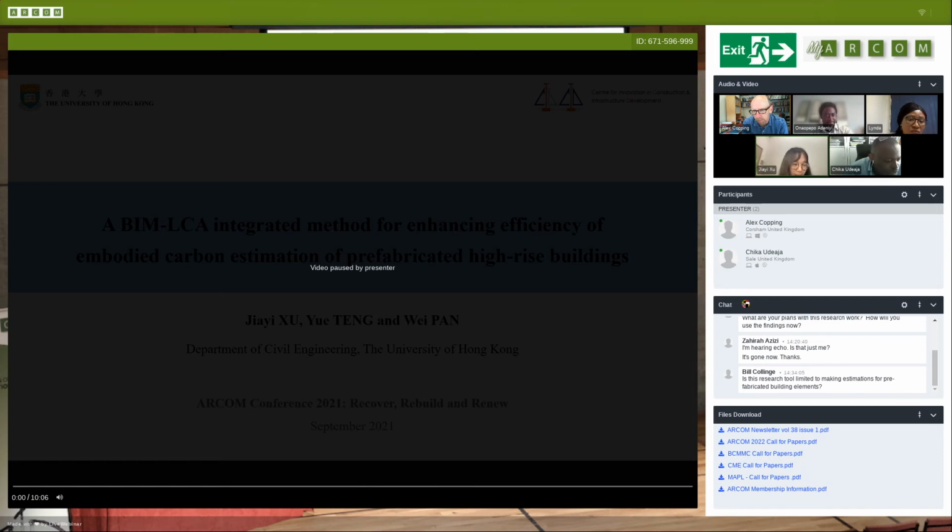Okay. There's a question from Bill. It says, "Is this research tool limited to making estimation for prefabricated building elements?" Well, our scope was limited to the prefabricated building system in Hong Kong because we adopted the 5-level prefabrication system. However, I think the whole method can be extended to other building types, so it will not be limited to only prefabricated building elements.